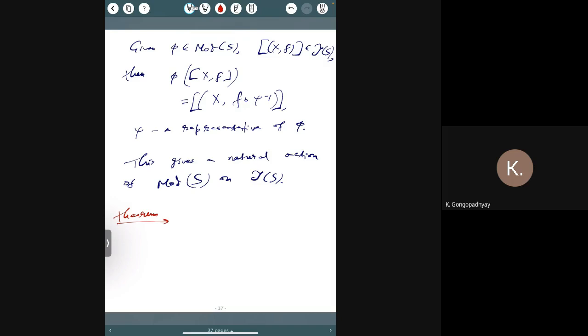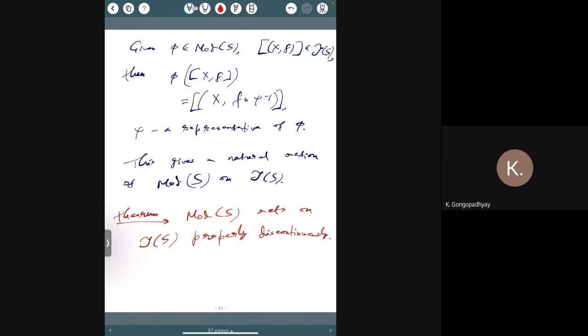And I would finish by stating a result. I think Soumya might discuss this again. I would request Soumya to discuss. Mod S acts on Teichmuller space properly discontinuously. I think I will stop here.